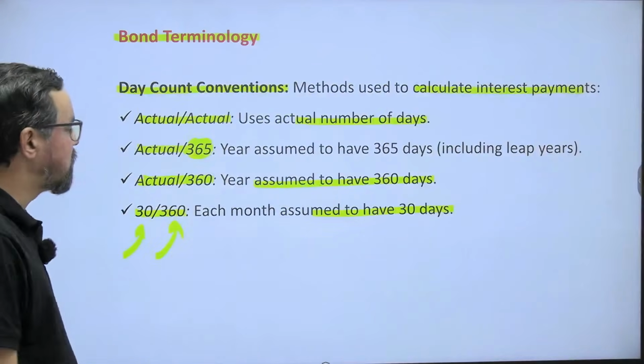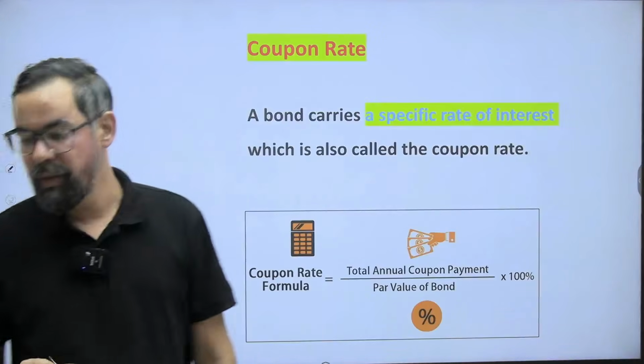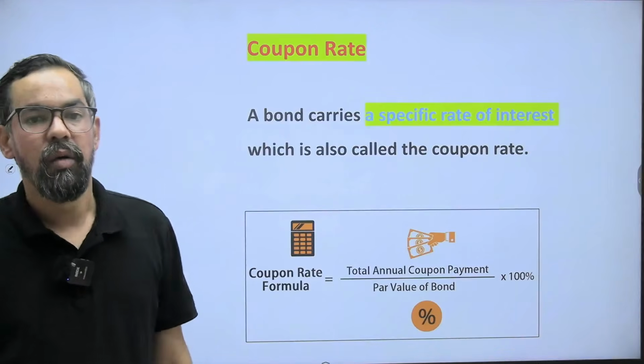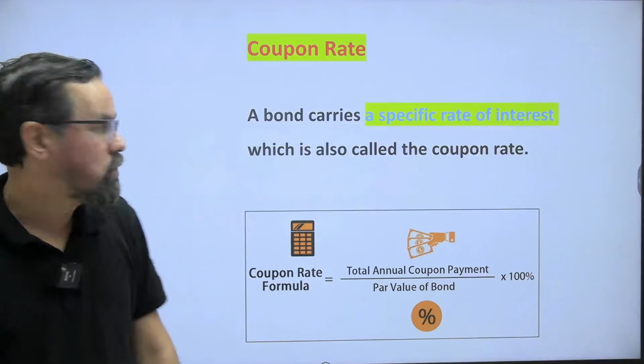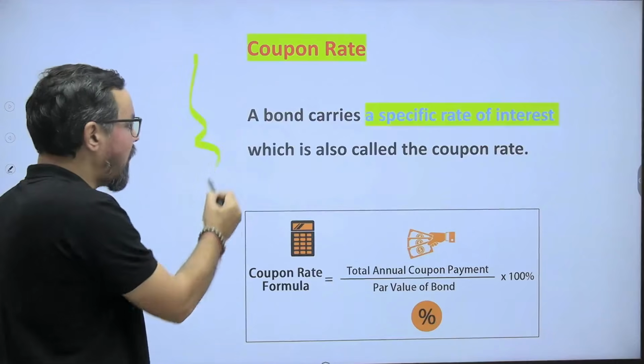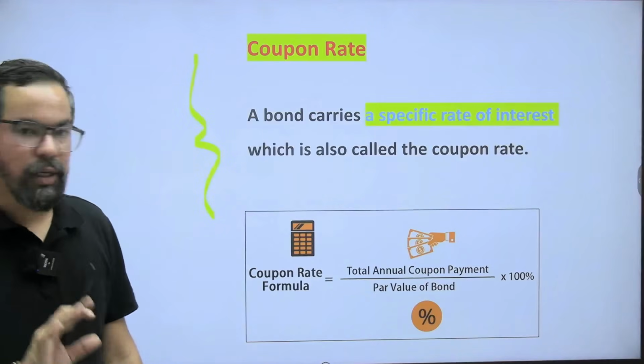So this is something which you have to remember. Now we will be discussing some terminologies in detail also. So, coupon rate. I hope now you get this particular thing clearly. Still, you can go for this one.